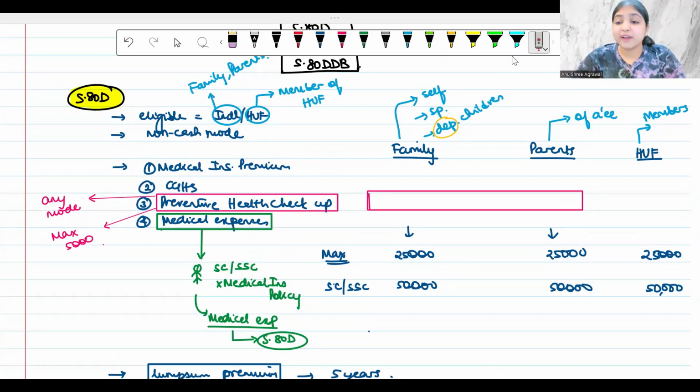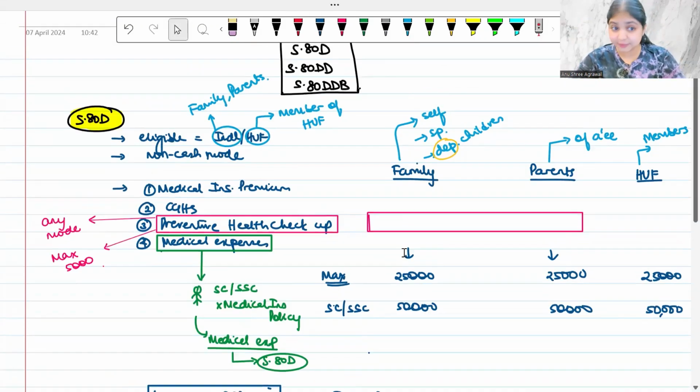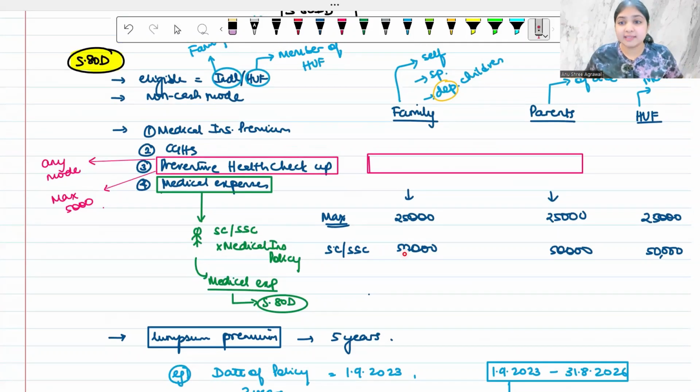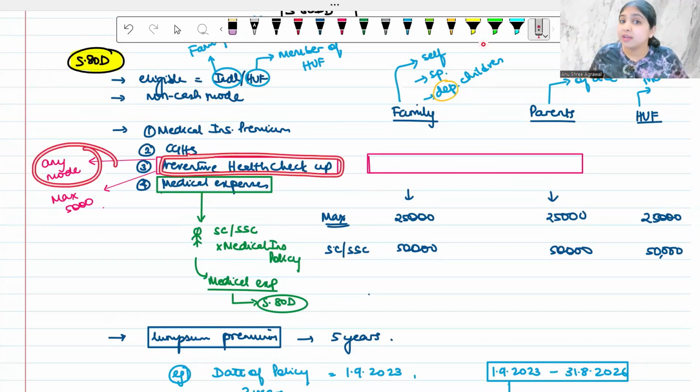Yes, guys, one final revision of section 80D, and then I'll take you to the next section, which is section 80DD. So under section 80D, we said our assessee has to be an individual or HUF. Whatever payment is being made over here, it has to be in non-cash mode only. Except preventive health checkup, this can be paid in any mode, doesn't matter.